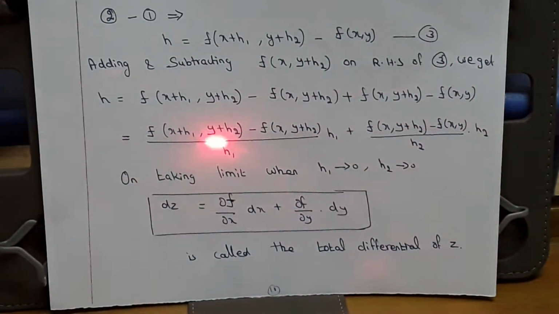And we are dividing this by h1, multiply and divide by h1. Here we are multiplying and dividing by h2. So again we are taking the limits. When h1 tends to 0, h2 tends to 0, we will get the differential like this.